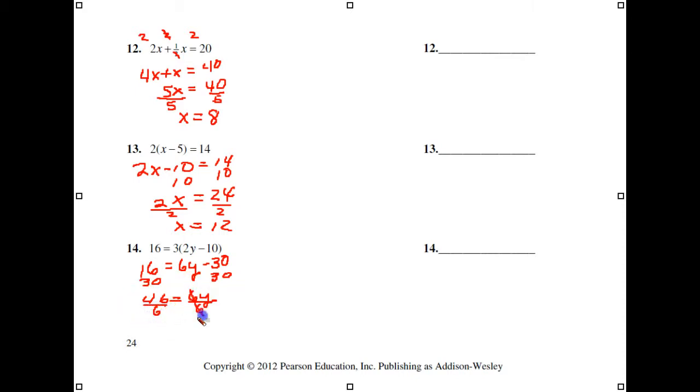Here the 6's cancel out, and we get y by itself. And notice you can take a 2 out of each of these terms. So this becomes 23, and this becomes 3, and you can leave it in this improper fraction form.